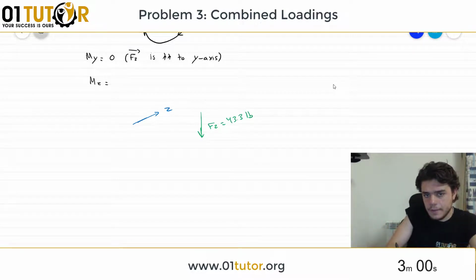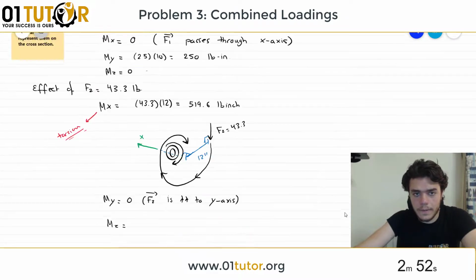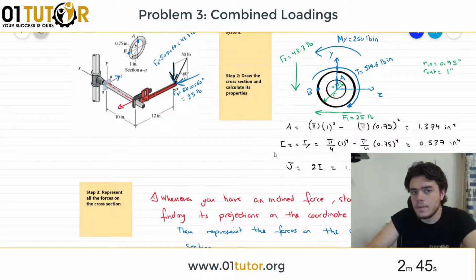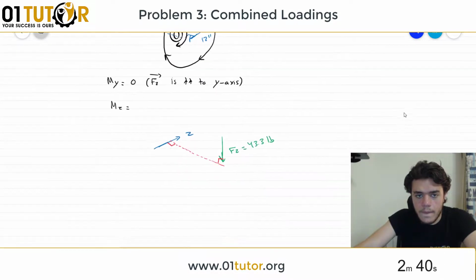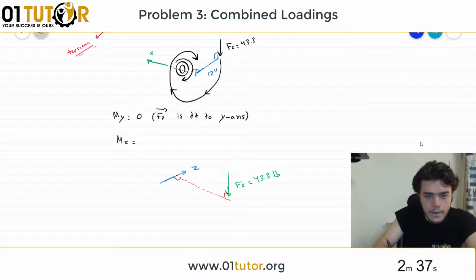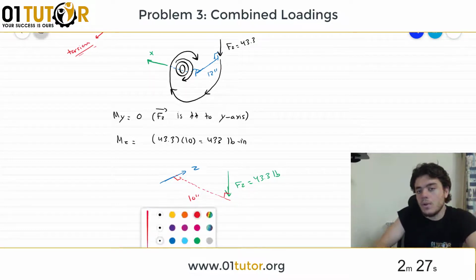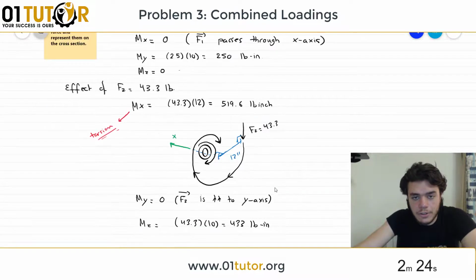The perpendicular distance is this. Right? Which is what? On the figure, it's 10 inches. Okay, the perpendicular distance is this. It's 10 inches. So here you have it, 10 inches. And then the moment is 43.3 multiplied by 10, which is 433 pounds inches. Now, where do you say the compression zone is and where the tension zone is?